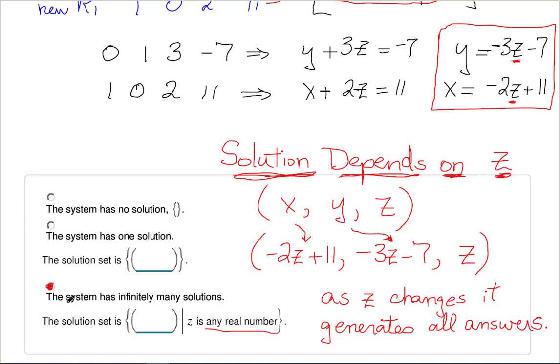And so we get the system has infinitely many solutions, and the solution set is this item where z is any real number.